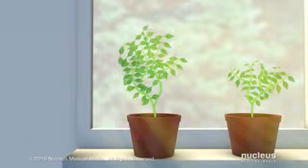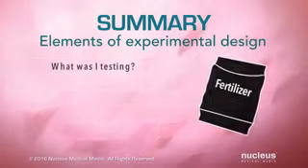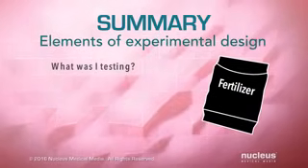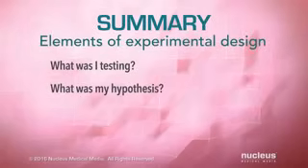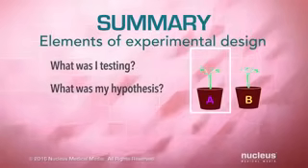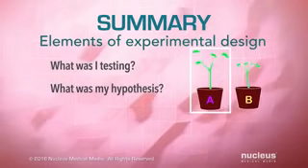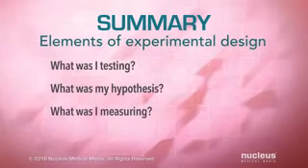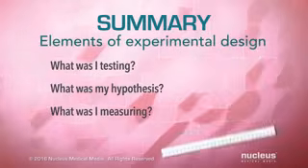So let's recap the elements of experimental design. What were you testing? You were testing to see whether or not fertilizer promotes plant growth. What was your hypothesis? The hypothesis was that the plant that got fertilizer would get bigger than the plant that didn't get fertilizer. What were you measuring? You measured the growth of both plants.